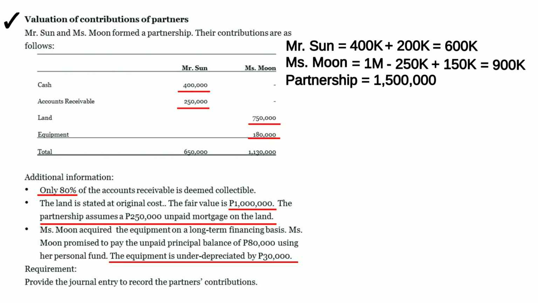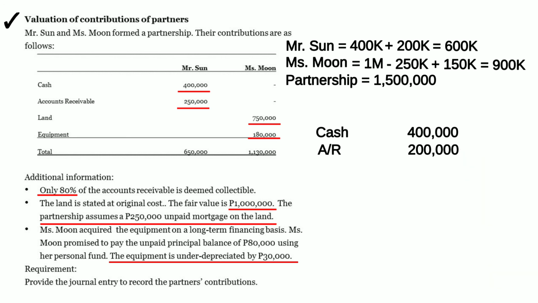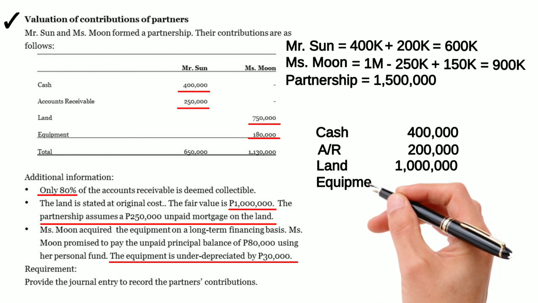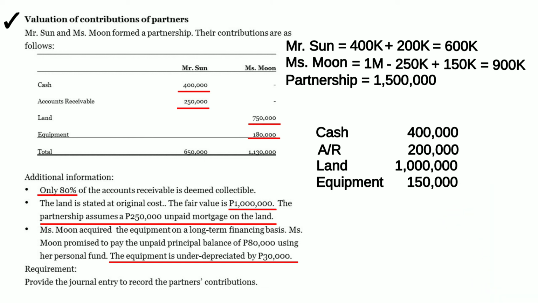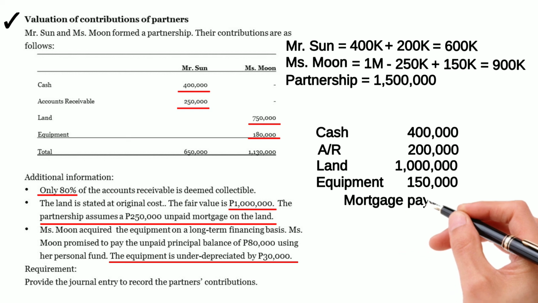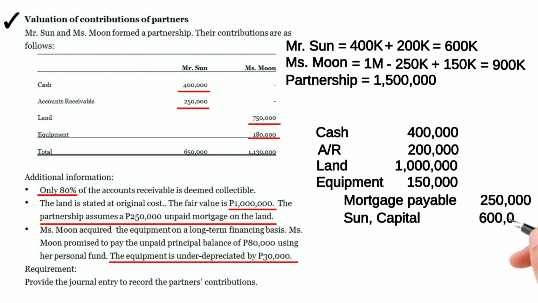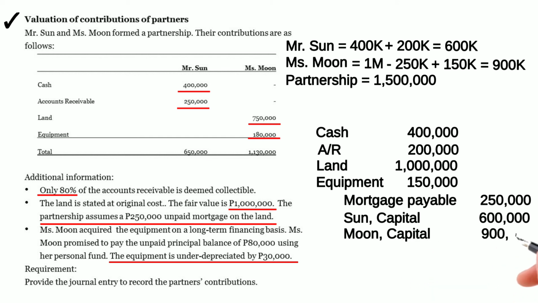Since na-compute na natin yung capital contributions ng partners, we can now provide the journal entry. Debit cash, 400,000 pesos. Debit AR, 200,000 pesos. Debit land, 1 million pesos. And debit equipment, 150,000 pesos. Credit mortgage payable, 250,000 pesos. Credit Sun Capital, 600,000 pesos. And credit Moon Capital, 900,000 pesos.